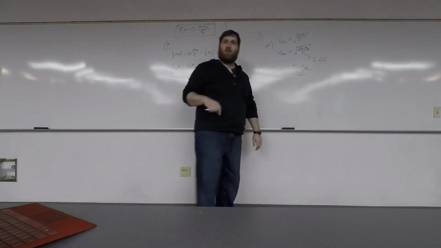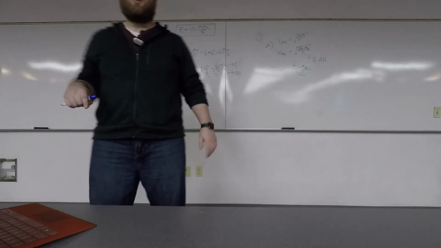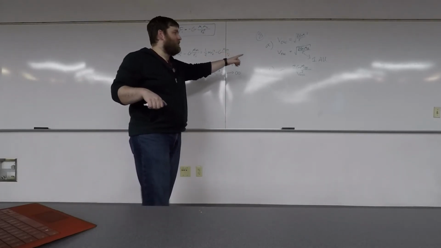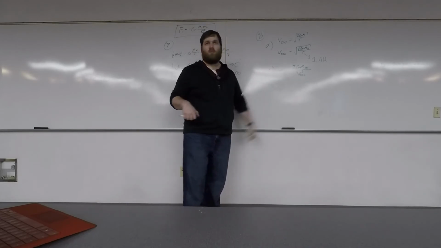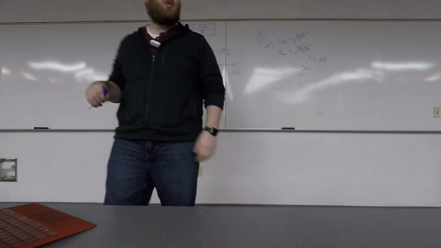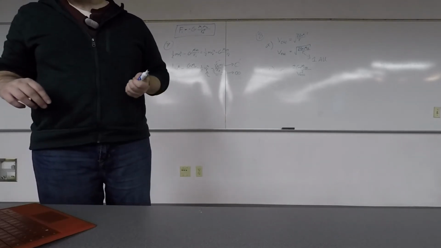Okay, so that's 8. Are there any questions on 8? So we got part A, which shows the escape velocity. Remember to use the right R. And we have B, which shows the position with the specific escape velocity.